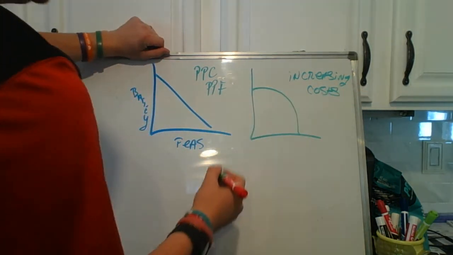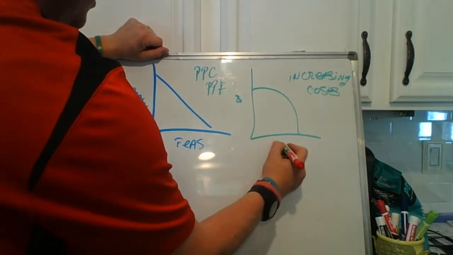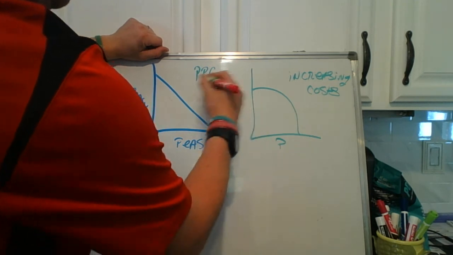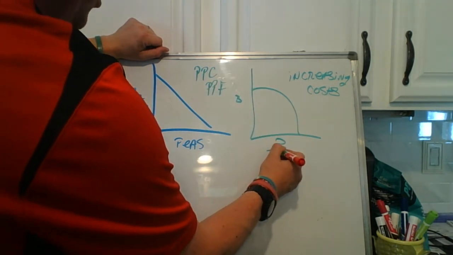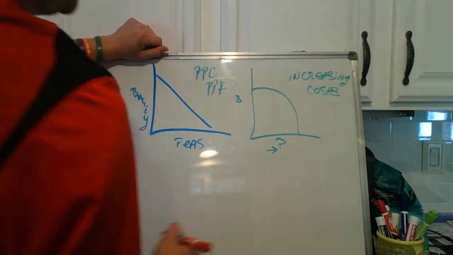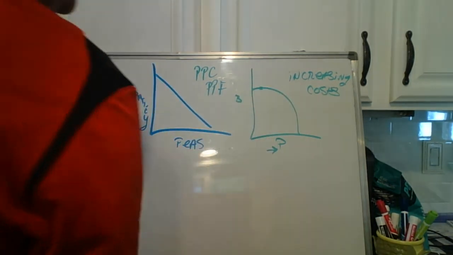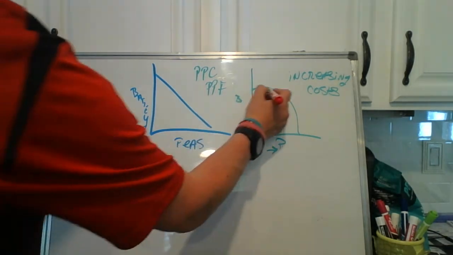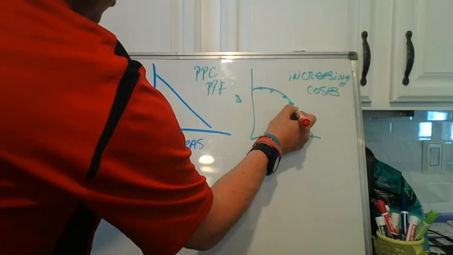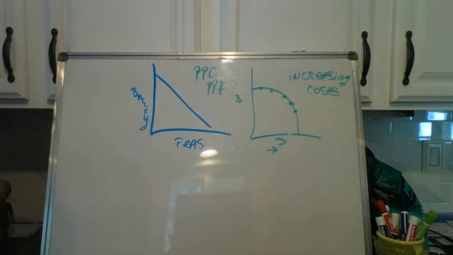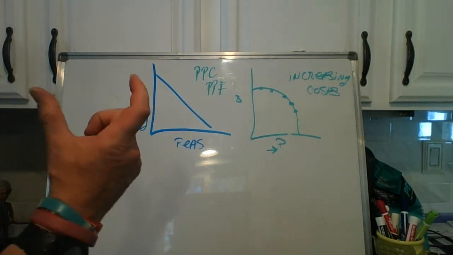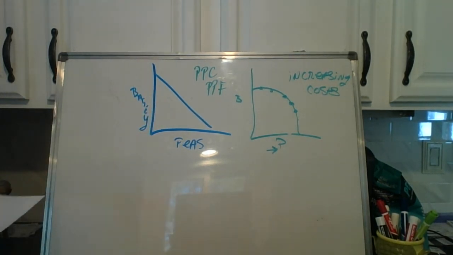Okay? Each time you give up one more unit of barley to get one more unit of peas, it's costing you more in barley. That first unit of barley you give up to get some more peas doesn't cost you that much, but as you go, it's costing you more and more barley for fewer peas that you're getting back.